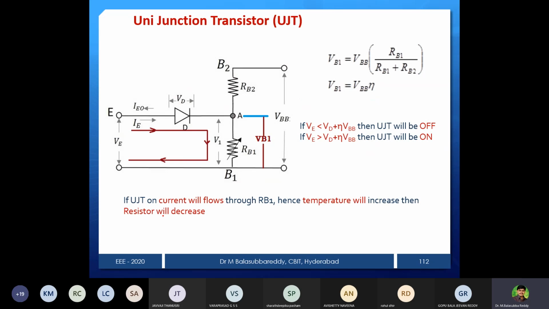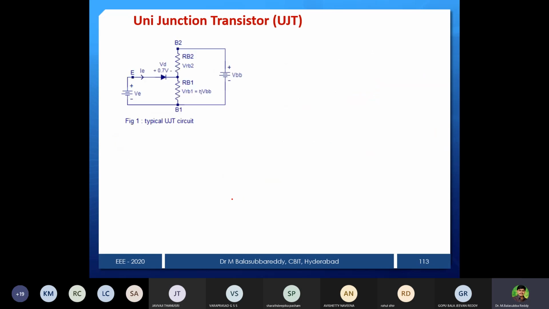You can see in the UJT, current will flow through RB1, because this is the path for RB1. Hence the temperature will increase, and this resistor will decrease. This is a negative coefficient. When the current is passing through the resistance, what will happen? Temperature will increase. Once temperature increases, resistance will decrease. If resistance decreases, temperature is going to increase further. So that is the negative coefficient.